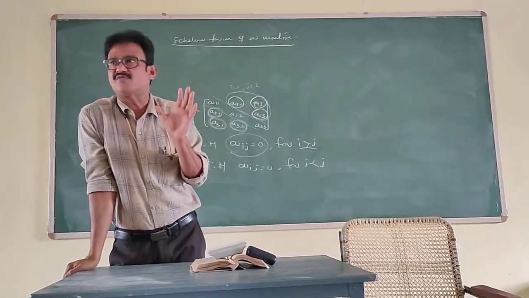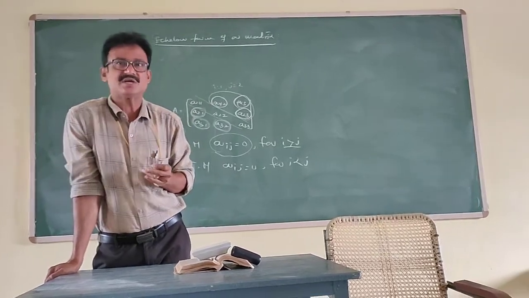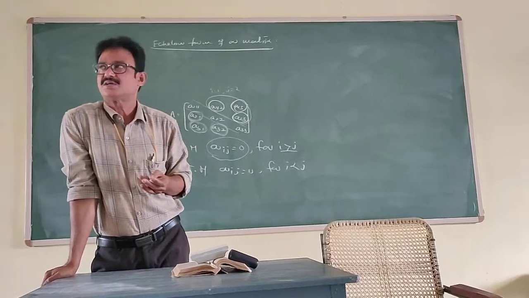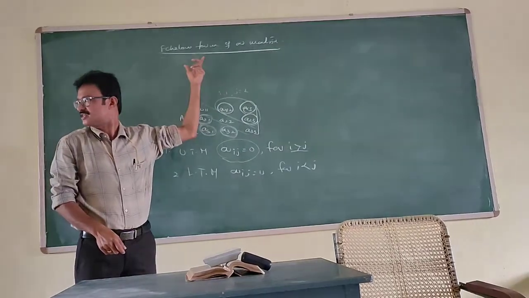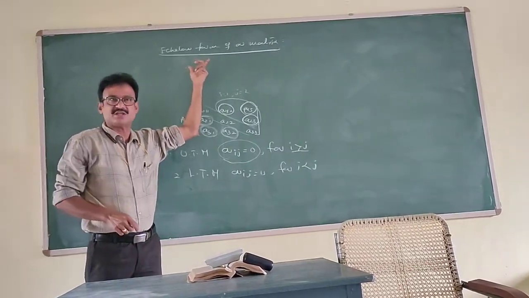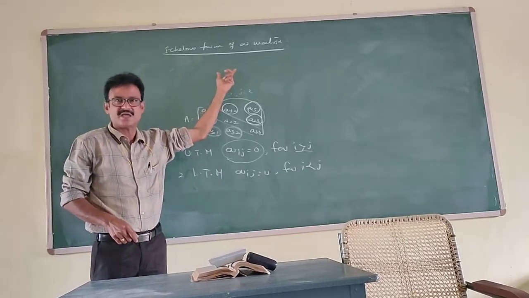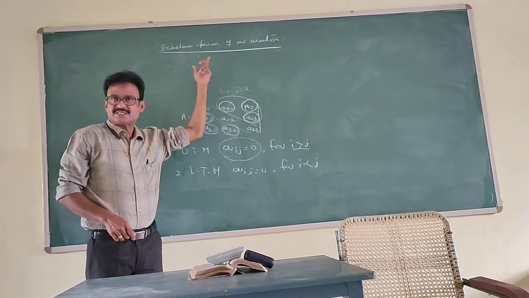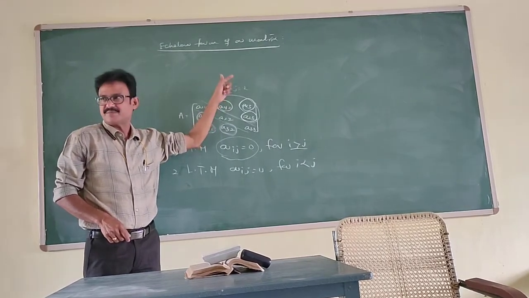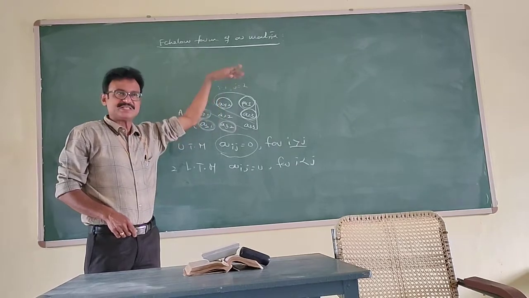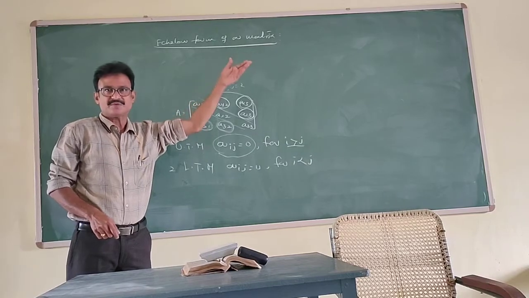A matrix is said to be in echelon form if it satisfies two important conditions. One is that in every row the first non-zero element must be unity. And the second important point is that all the non-zero rows, if any, precede the zero rows. Preceding means before.